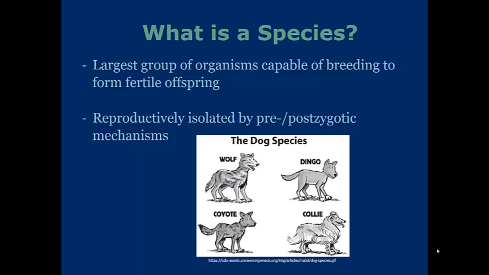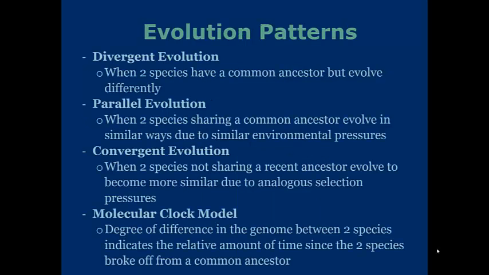Speciation has led to the formation of a lot of very different types of animals, an example of which are dogs. Dogs are descended from wolves and coyotes, and they're reproductively isolated because of the speciation that has occurred between the two. There are varying types of evolution patterns, and there's four in particular we'll go into. The divergent evolution states that when two species have a common ancestor, they evolved differently. So, from a common ancestor, they went their separate ways. Parallel evolution is when two species sharing a common ancestor evolve in similar ways due to similar environmental pressures. So it's going to be in parallel to each other.